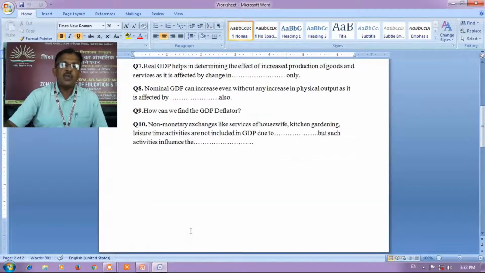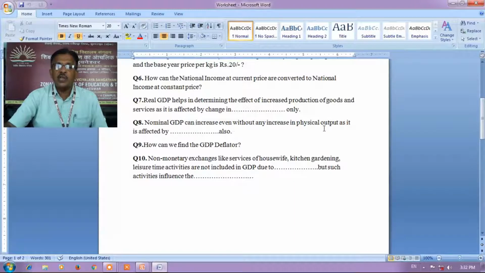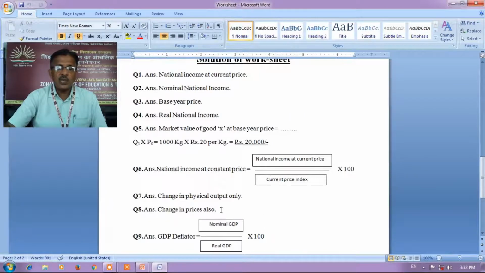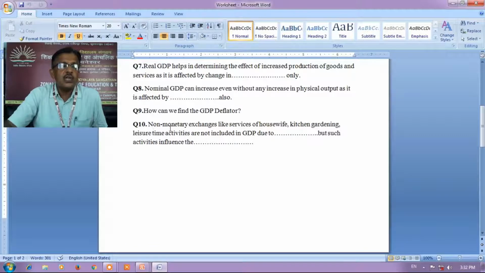Question number 7, what was the cause? Real GDP helps in determining the effect of increased production of goods and services as it is affected by change in dash. So, change in the physical output only. Like that, nominal GDP can increase even without any increase in the physical output as it is affected by prices also. So that is number 8, prices also. And for the GDP deflator, the formula asked was nominal GDP by real GDP into 100. And this was question number 10. The answer is non-availability of data and economic welfare. Already I have clarified this while discussing the concept. Non-monetary exchanges like the services of a housewife, kitchen gardening, leisure time activities are not included in GDP due to non-availability of data, but such activities influence the economic welfare.